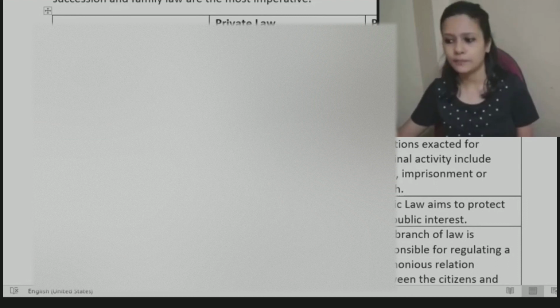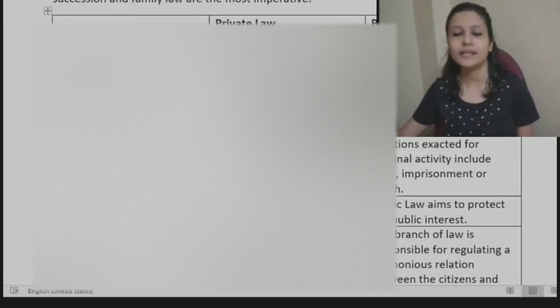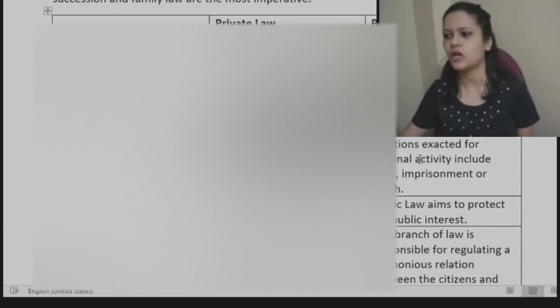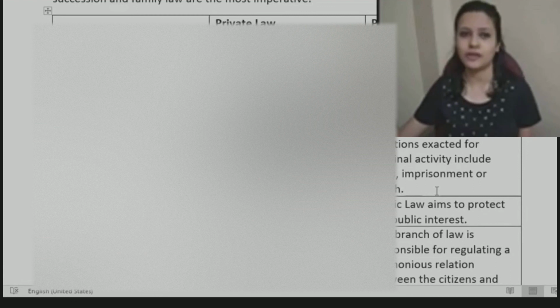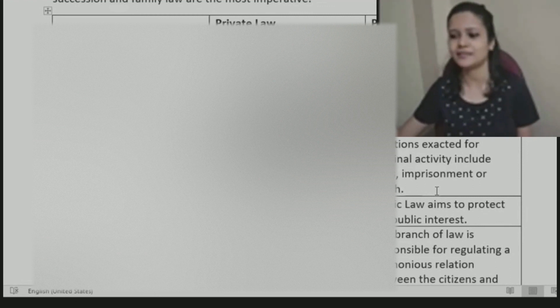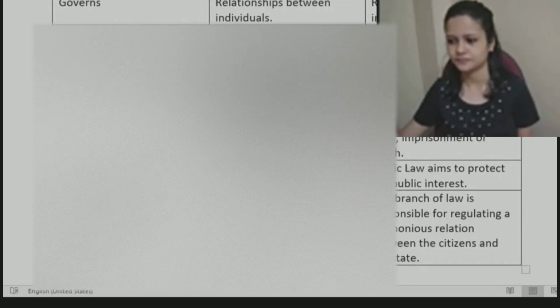So a person may be paid compensation, an injunction order may be passed, or specific performance, whatever you promised, word by word, you need to fulfill. Okay, that is sanction. And in case of public law, it is mostly fines, imprisonment. In rarest of rare cases, maybe the death penalty. Those are the sanctions. Same like the civil and criminal difference over here.